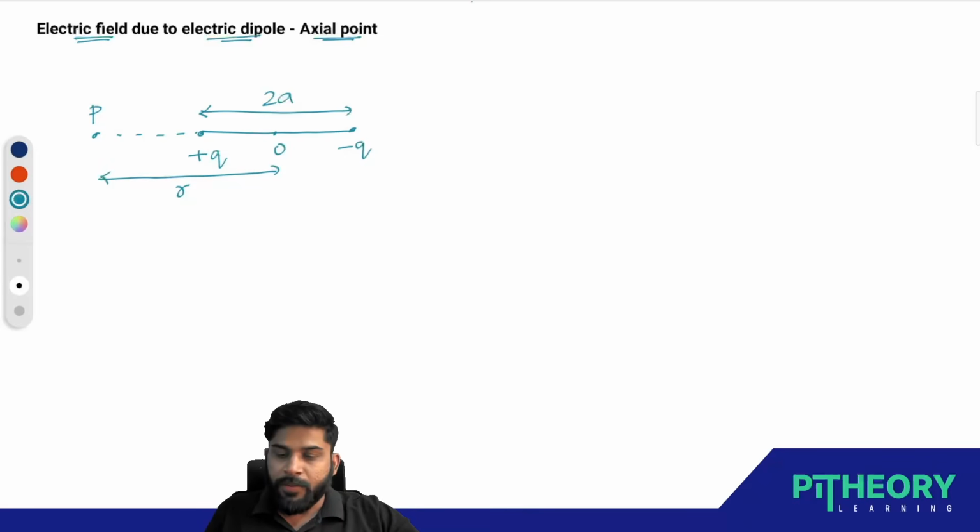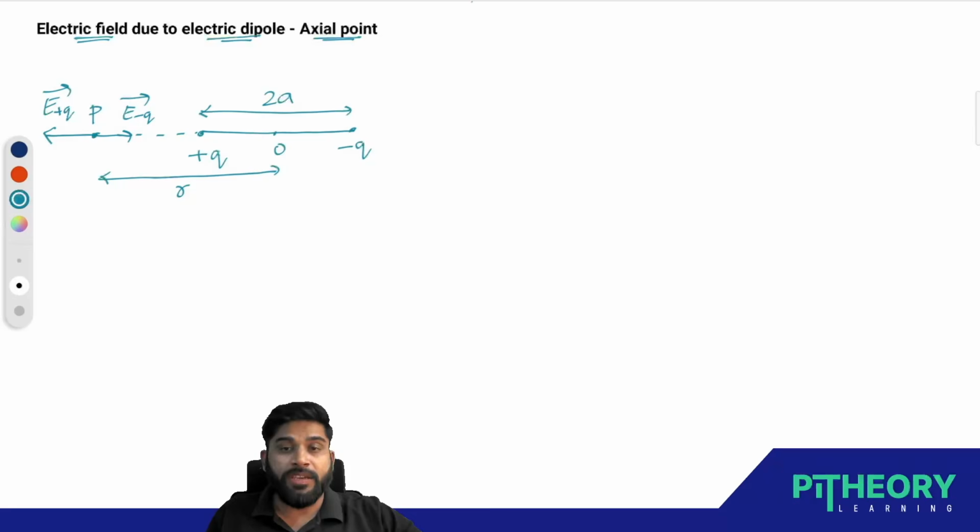So now at point P, what is the net electric field is what we are going to find. We know that the electric field at the point P due to plus Q charge will be away from it, correct? Because due to isolated point charges, electric fields will be away from it. We can write it as E plus Q. Due to negative charge, it will be towards it. We can mark it as E minus Q.